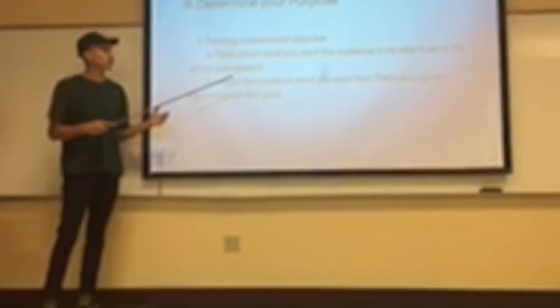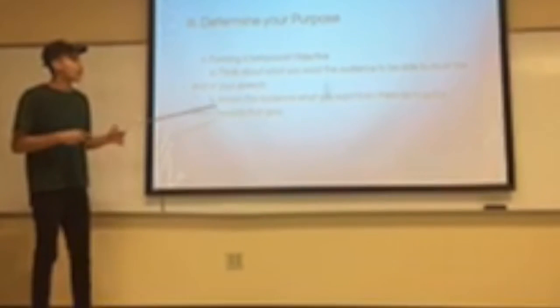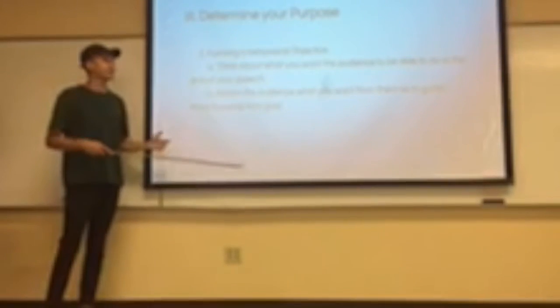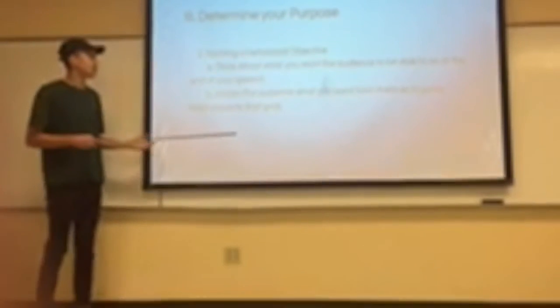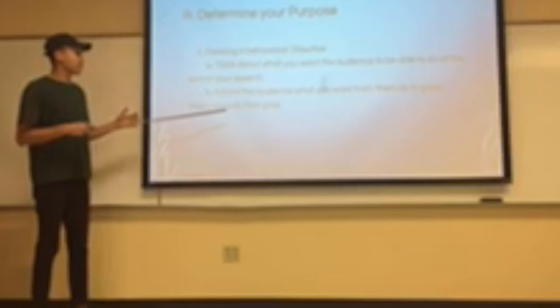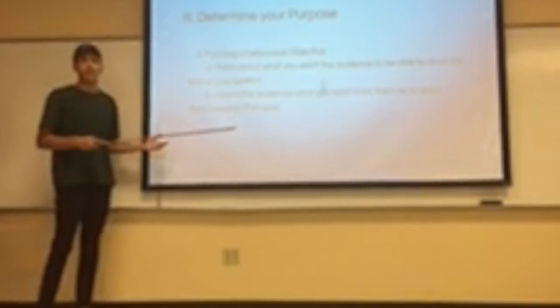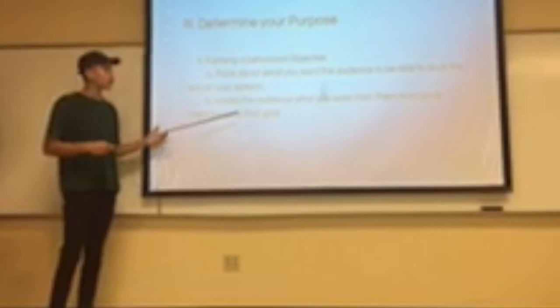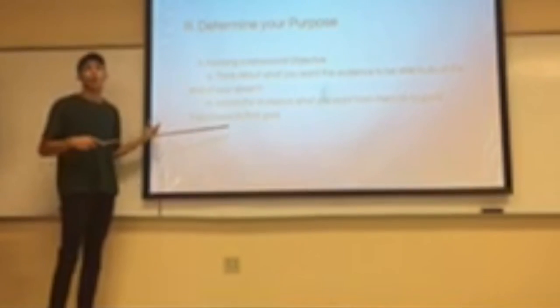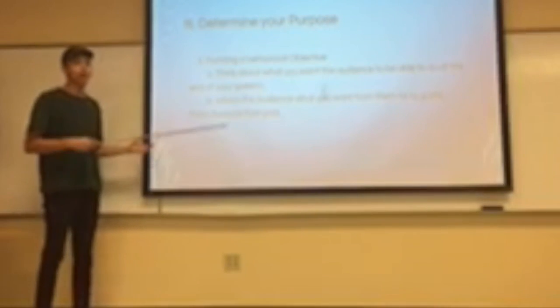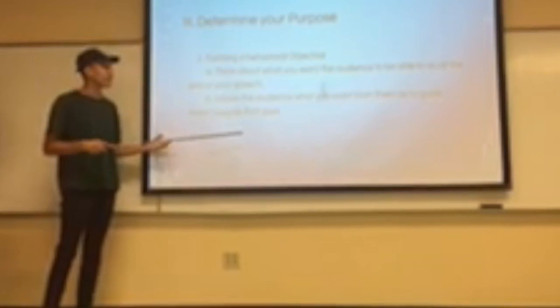To form a behavioral objective, you're going to want to think about how you want your audience to feel at the end of your speech. You want to give the audience a goal again, so how they feel. Before, the specific purpose was what you're going to tell them, and this is how they're going to feel at the end of your speech.